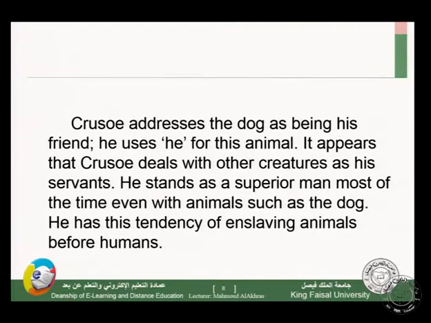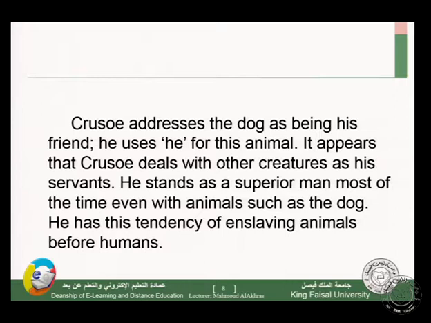Crusoe addresses the dog as being his friend. He uses the pronoun he for this animal. Instead of using the pronoun it, he deals with this creature, the dog, as a human being, and he addresses this dog as he, not it.